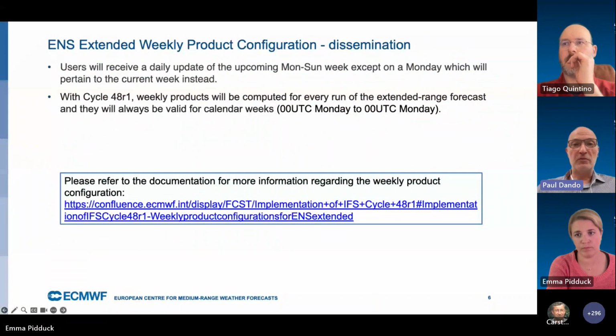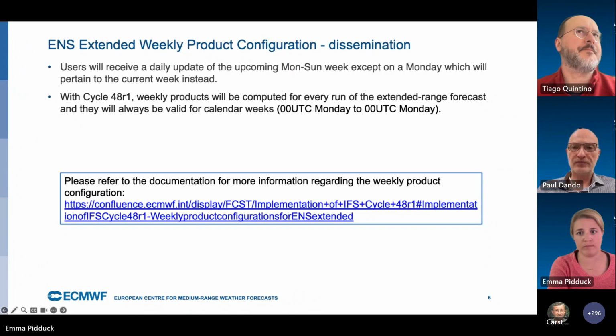And as a final piece from me, there has been a change to the configuration of the Ensemble Extended Forecast weekly products. What's going to happen with these is there will be a daily update for the upcoming Monday to Sunday week of the weekly products, such as the weekly means from the extended forecast. And this will happen each day, except on Monday, where you will get the data for the current week. So let's take an example.